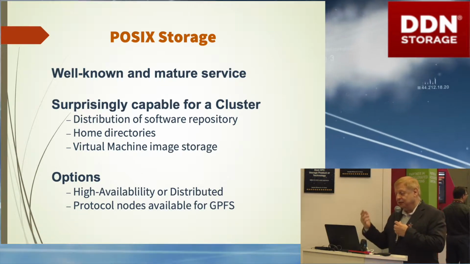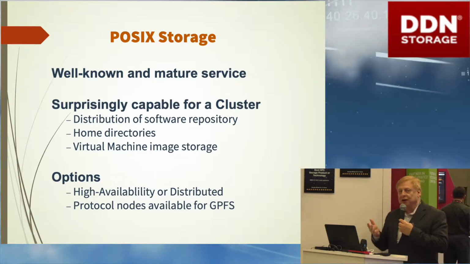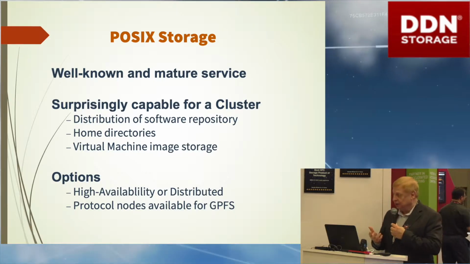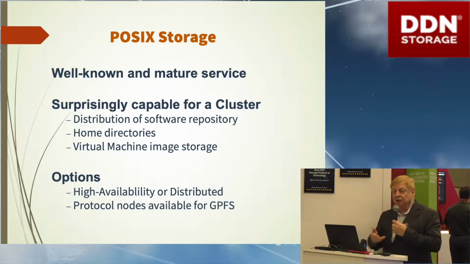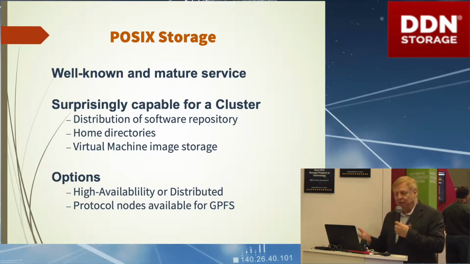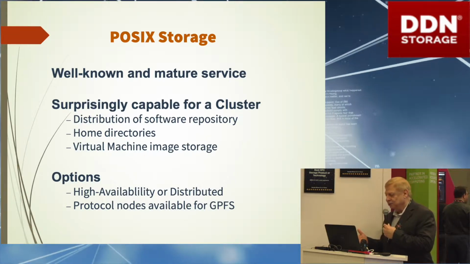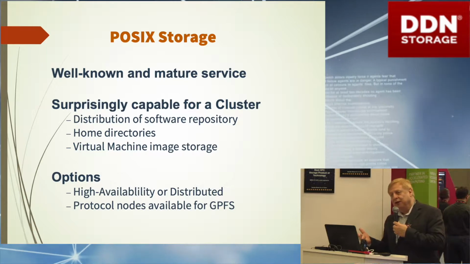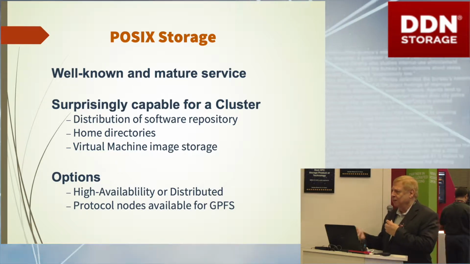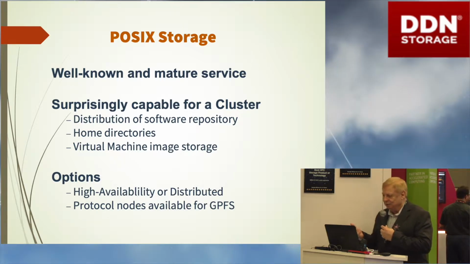One of the things that's common for POSIX is using NFS. Well, NFS, as it turns out, has various kinds of caching that it does, both on the server and on the client, which is exactly what you need for doing things like distribution of software. Virtual machine image storage, NFS is great for that as well. Home directories, that works out fine as well, because you don't really need super high performance for how to access the files with an editor, right?